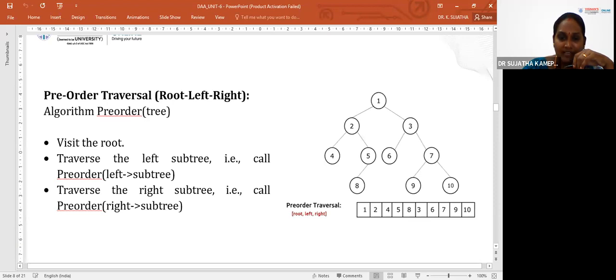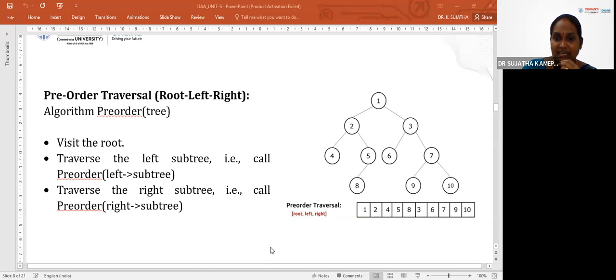Coming to the pre-order traversal. Pre-order traversal visits the root first, then it traverses the left subtree, and then it traverses the right subtree. The pre-order traversal is used to create a copy of the tree. It is also used to get the prefix expressions of an expression tree. In a pre-order traversal, the root node is visited before its children are visited. It is often used to create a copy of a binary tree, and it is a common traversal for expression trees.